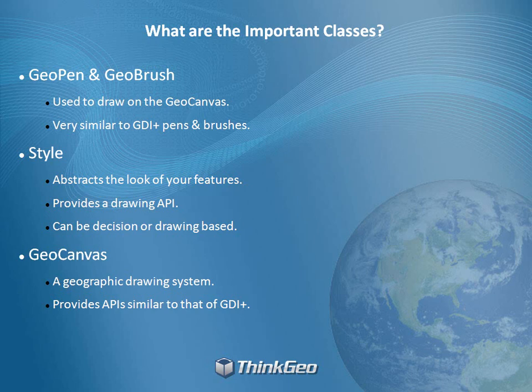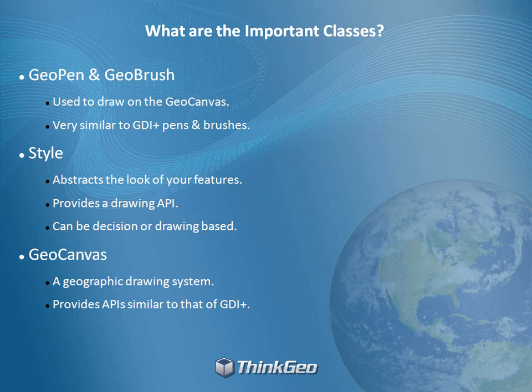One can be a decision-based style, and these are styles that don't necessarily do the drawing in their logic, but they proxy the drawing off to another style that they encapsulate. And a good example of this would be a value-based style. In a value-based style, you have a series of values, and each value has an associated style with it. So if a particular column in the database is 1, then you want style A to be drawn. If the value is 2, then you want style B to be drawn.